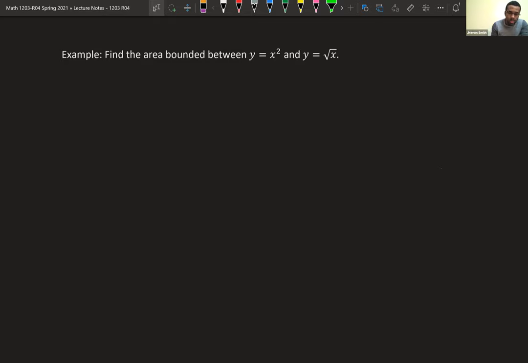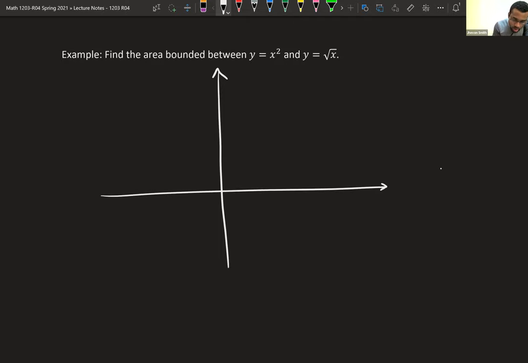So here, if we look at, say, y equals x squared versus... so that's y equals x squared.